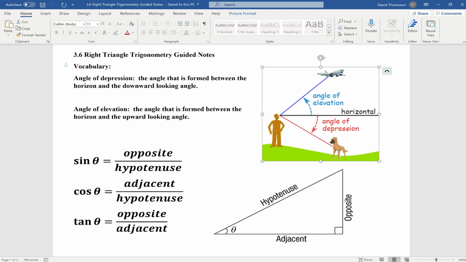If we look at a right triangle, across from the theta angle is the opposite, the side touching the angle theta is the adjacent, and the long side is the hypotenuse. So we can define sine of theta as opposite over hypotenuse, cosine of theta as adjacent over hypotenuse, and tangent of theta as opposite over adjacent.